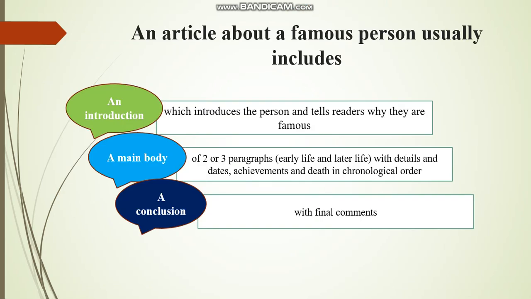An article about a famous person usually includes an introduction, which introduces the person and tells readers why they are famous. The next, a main body of 2 or 3 paragraphs, early life and later life, with details and dates, achievements and deaths in chronological order. As a conclusion, you should write final comments.